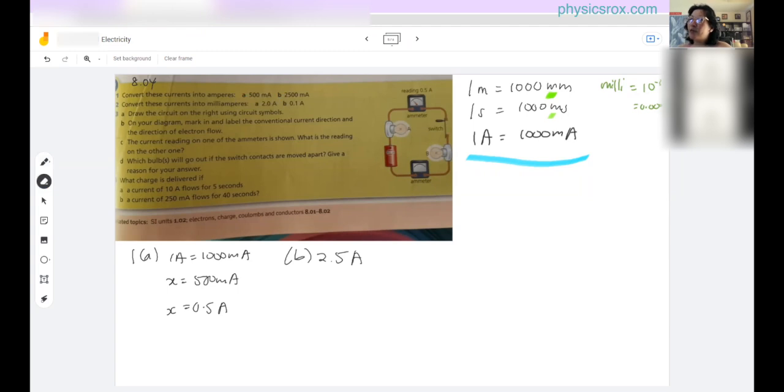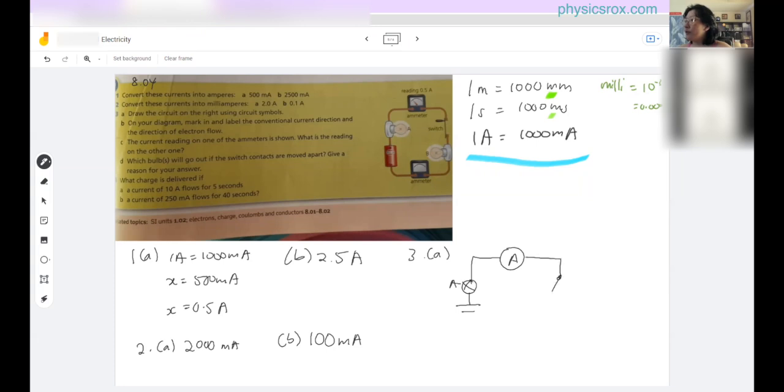Okay, then question 2, I think you should be able to solve it, but I'll give the answer here anyway. 2A is 2,000 milliampere. 2B is 100 milliampere. Question 3. So this is your dry cell, light bulb A, ammeter, switch, light bulb B, ammeter again, and then close.